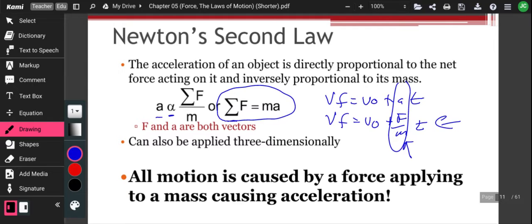All motion is caused by force applied to a mass causing acceleration. If something's moving, a force is applied. If something's stopping from moving, a force is applied. If something's being held up and not falling, a force is being applied. Force is what is making things happen.